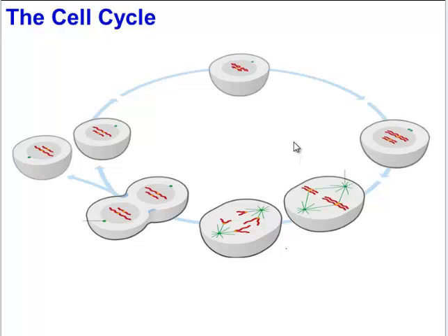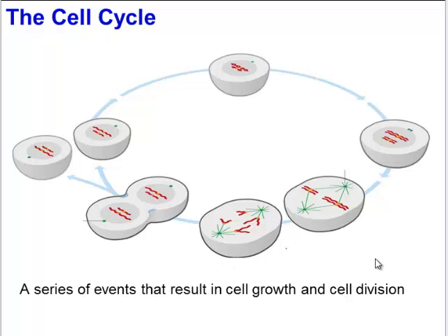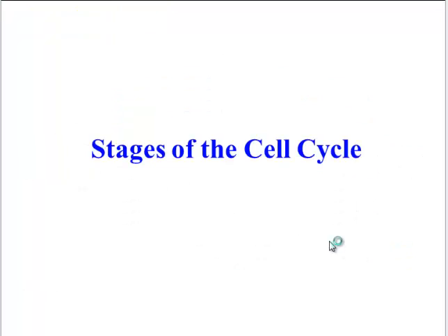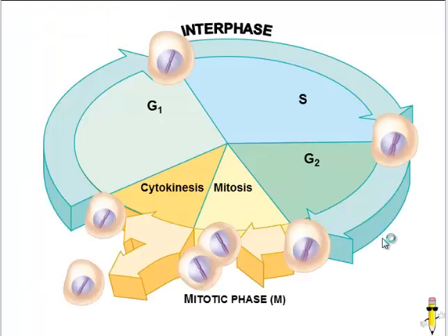Let's start with an overview. What is the cell cycle? Well, the cell cycle is just a series of events that occur in a particular order that involve cell growth and cell division. Now let's explore the stages that occur in the cell cycle.